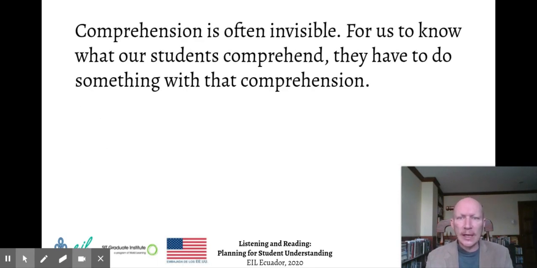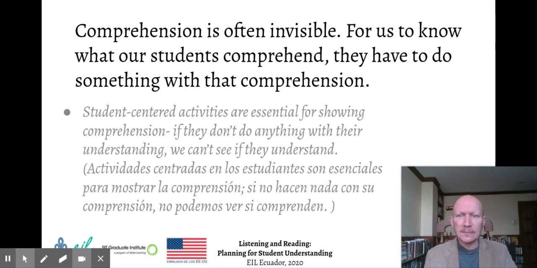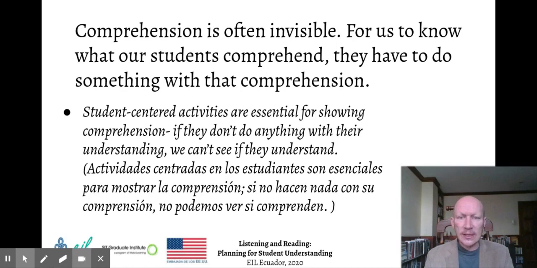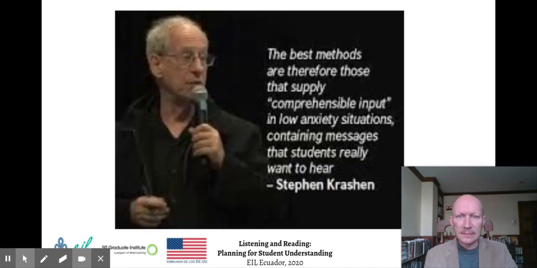Another thing that's always complicated when we're talking about teaching reading or teaching listening is that comprehension is often invisible. So if we want to know what our students comprehend, then they have to do something with that comprehension. And this is the reason why student-centered activities are very important for showing comprehension. If they don't understand, or if they don't do anything with their understanding, we can't see whether or not they understand. So student-centered activities that show their involvement and show their comprehension of the material are very, very important.